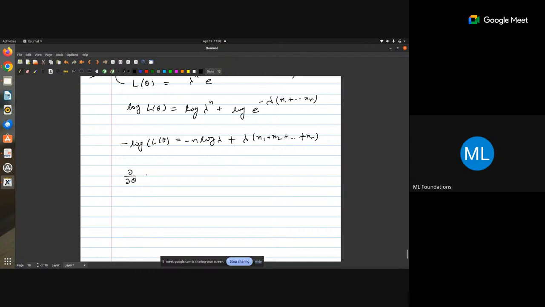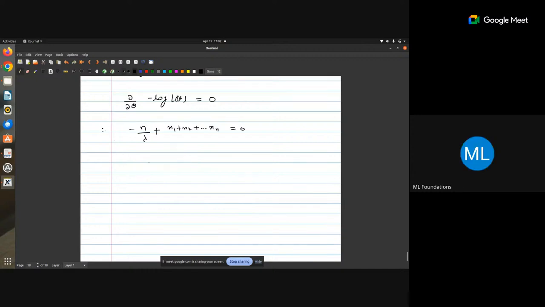Right? So minus log of L(theta). What will be the differentiation here? And I have to equate it to zero. So this will be minus n upon lambda plus x1 plus x2 up to xn equals zero. That gives me n over lambda equals the sum, so lambda hat will be n divided by (x1 plus x2 plus ... xn).